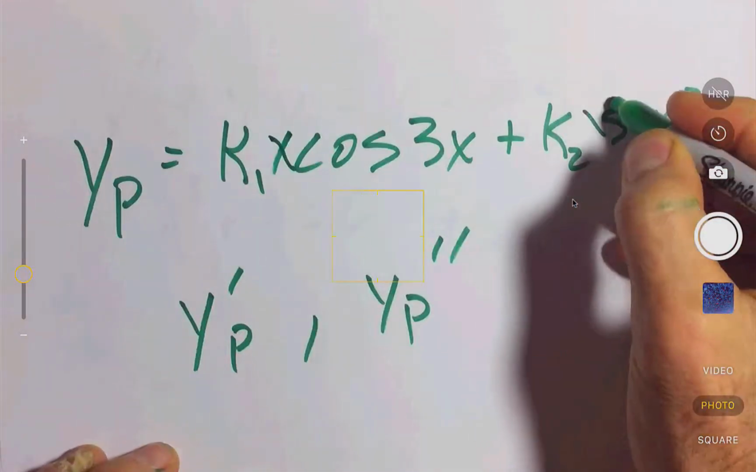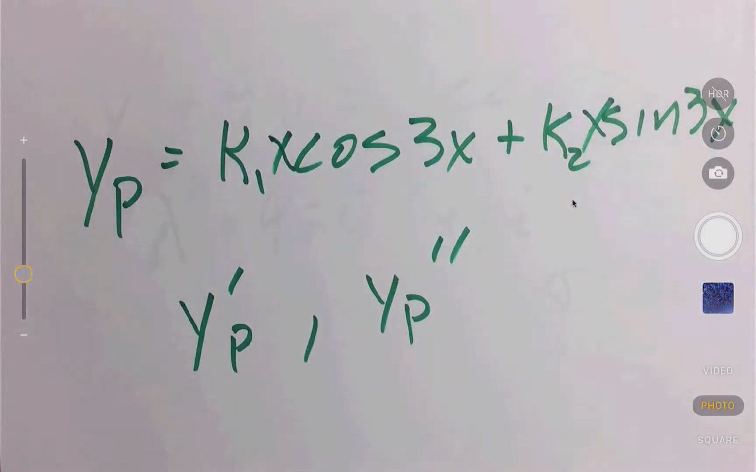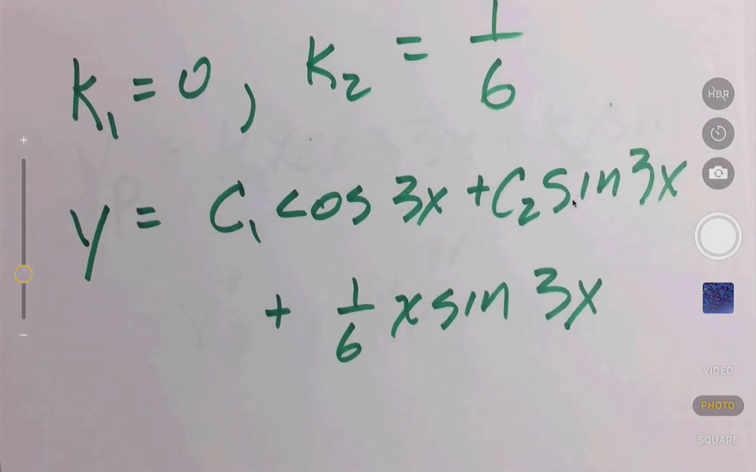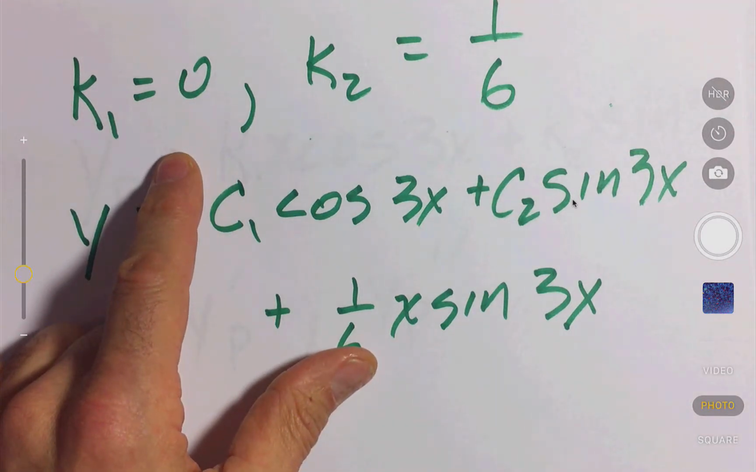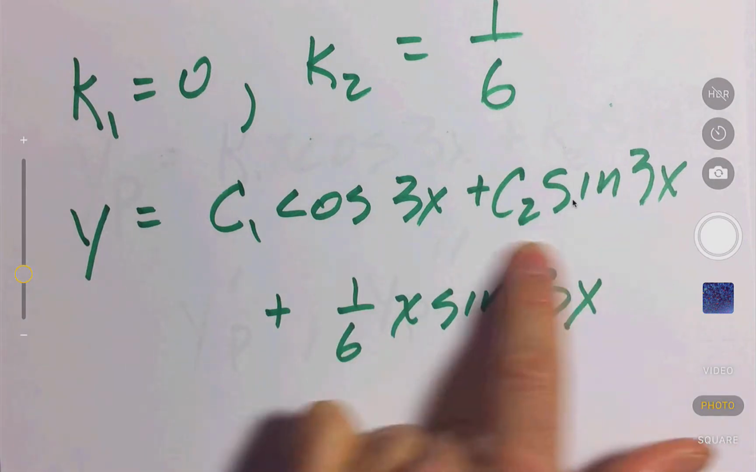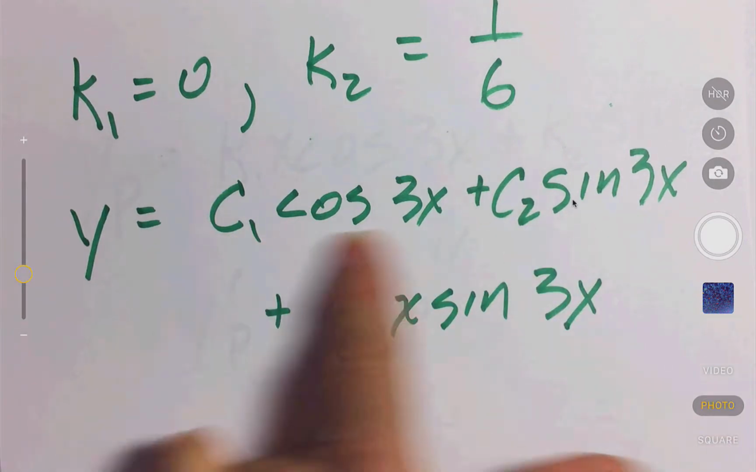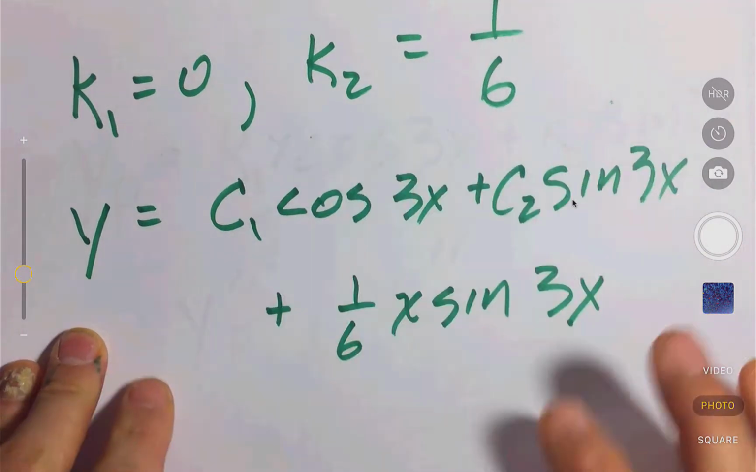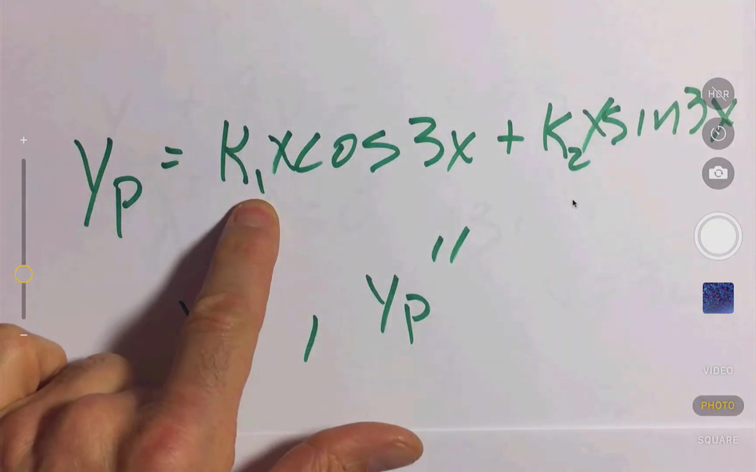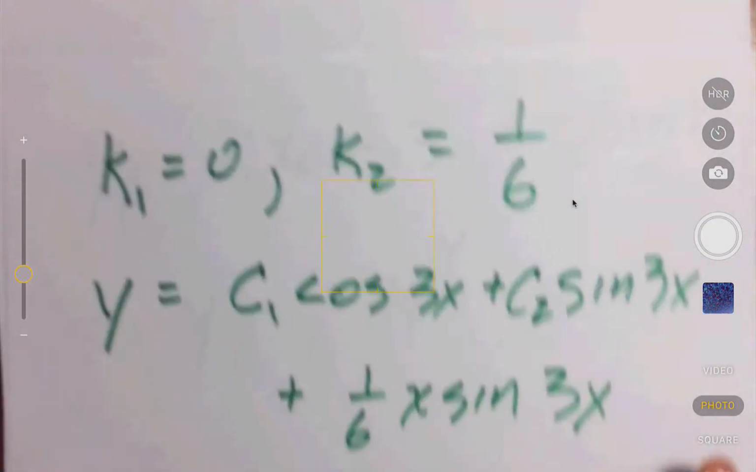So I'll just do this. All right. In other words, find the derivatives and substitute in the differential equation. If I do that and I find the coefficients are this, we don't need one of the terms. So we wind up, here's our homogeneous solution, and we get one extra term. So we didn't need the cosine term, right? So the K1 turned out to be 0. So there's no x cosine.